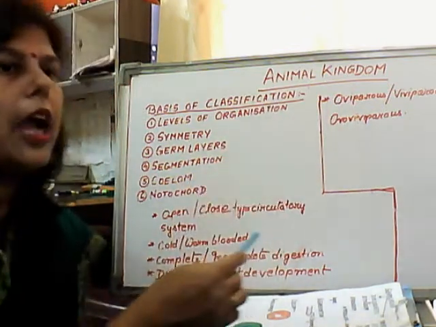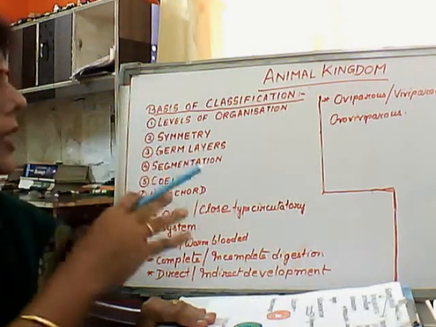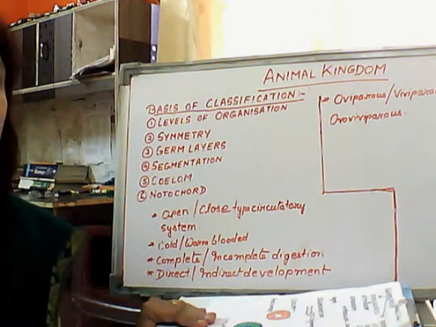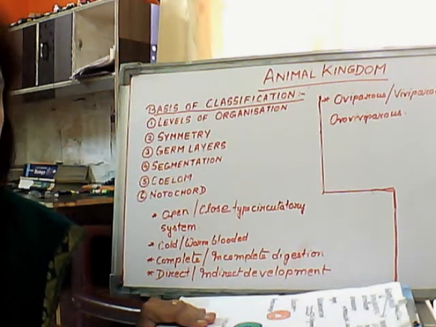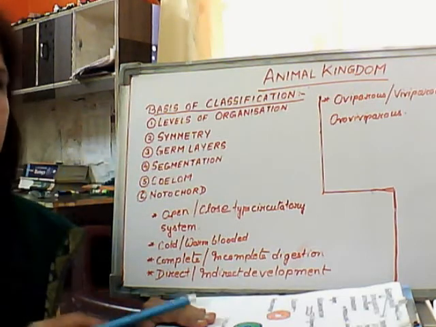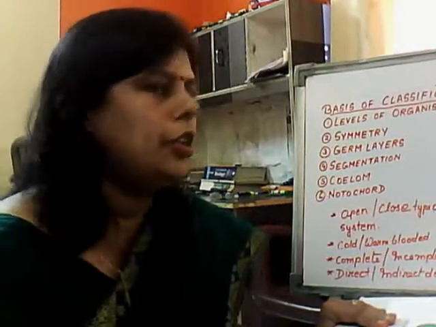So this much about the basic characters. Based on these characters, the whole animal kingdom is classified into 11 phylum. Those names I have given in the PDF file, just go through them. Next time we are going to discuss each of them.